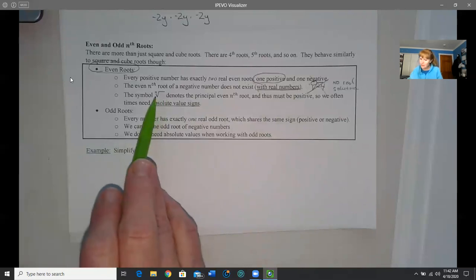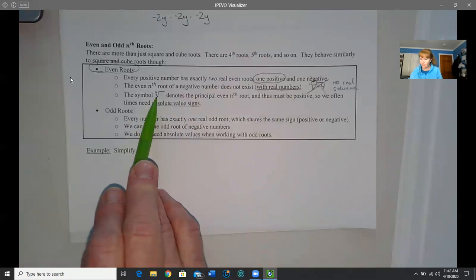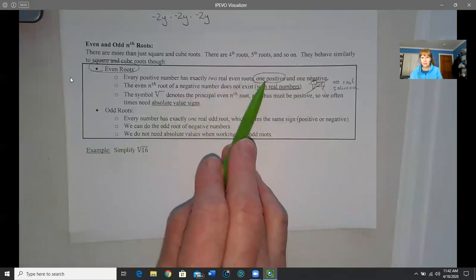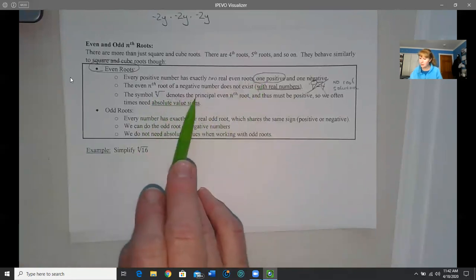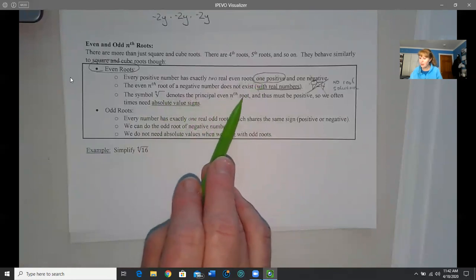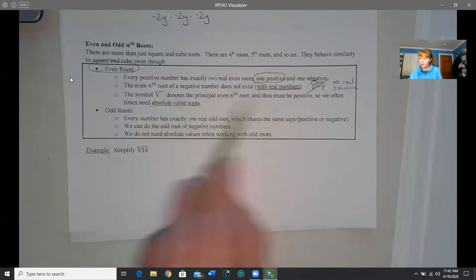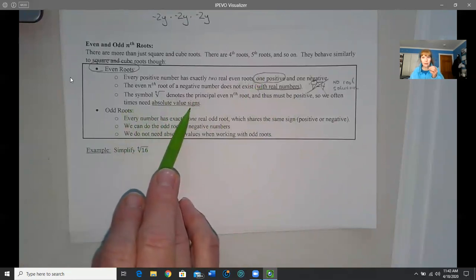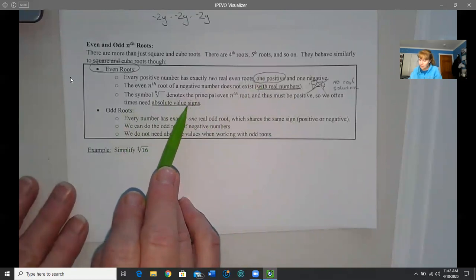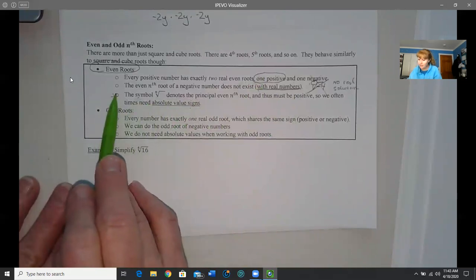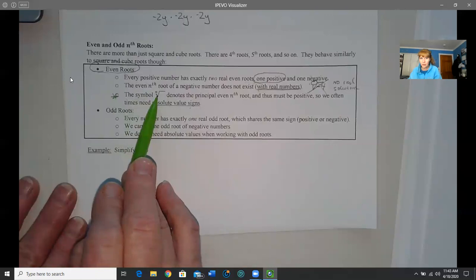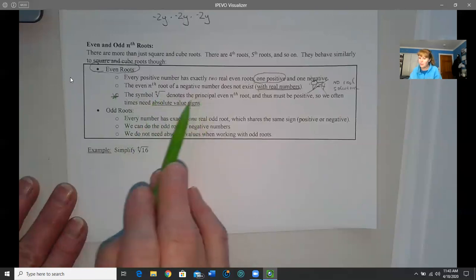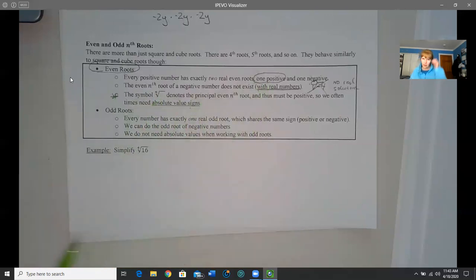Now, if you use the radical symbol, that means we only want the positive. If you use the radical, it denotes the principal even nth root, and thus must be positive. So we often need absolute value signs, unless in the directions they limit it to positives only. Then you don't need your absolute value signs. But most of the time, when we're working with this symbol, we want just positives. We're not going to use the negatives.